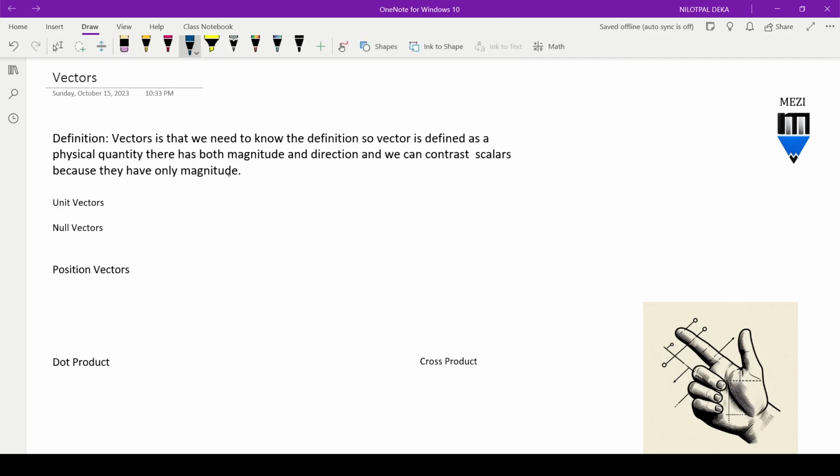So once we have the definition of vector, we can straight away begin with the types of vectors. The first type of vector, and probably the most important one, is the unit vector. As the name suggests, unit vectors have a magnitude of 1 unit. That could be 1 meter, 1 centimeter, depending on the scale you are using.